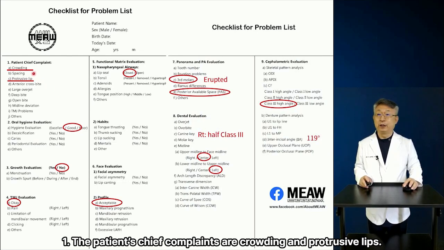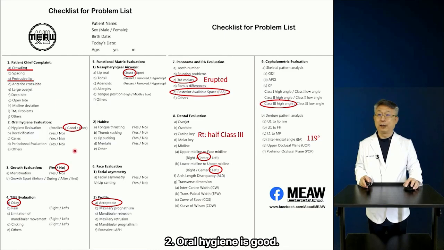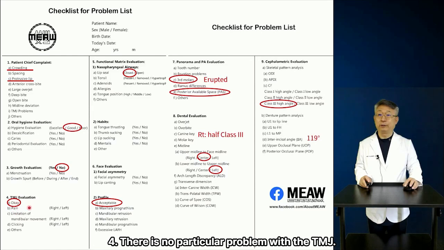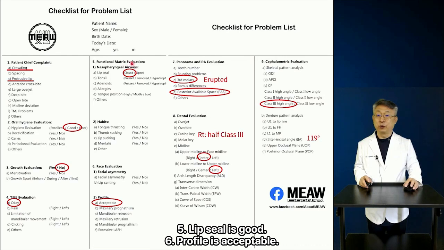1. The patient's chief complaints are crowding and protrusive lips. 2. Oral hygiene is good. 3. Growth evaluation is unnecessary for adult patients. 4. There is no particular problem with the TMJ. 5. Lip seal is good. 6. Profile is acceptable.